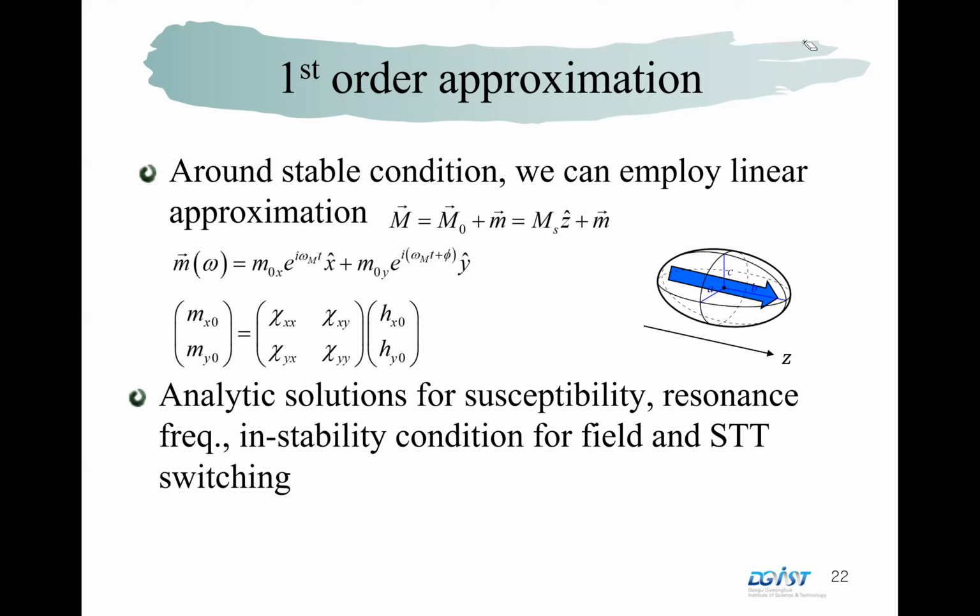Okay, today we're gonna solve the energy equation with the spin transfer torque. So we already mentioned that we can handle the problem around the stable condition. We can take the kind of linear approximation by assuming the magnetic moment is mainly pointing in the original direction, which is the stable condition, and there is a small perturbation because of the external perturbation.